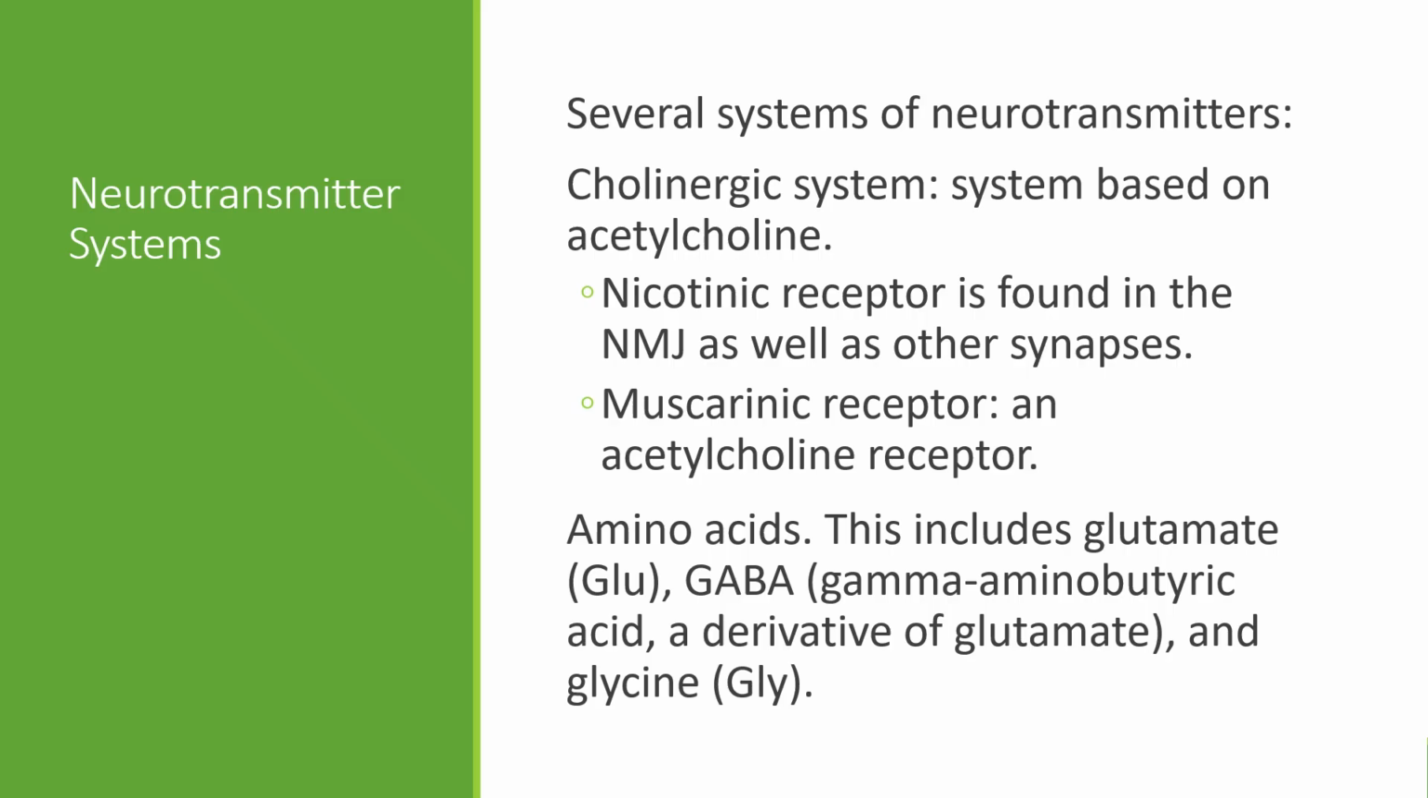So let's talk a little bit about those neurotransmitters that we have in chemical synapses. So we have several different systems or groups of neurotransmitters. One is called a cholinergic group or system, and this one is all about acetylcholine. So acetylcholine is the name of the neurotransmitter. The receptor that it binds to can either be a nicotinic receptor that's found like at the neuromuscular junction, and it's found in other synapses as well, or a muscarinic receptor, which is an acetylcholine receptor.